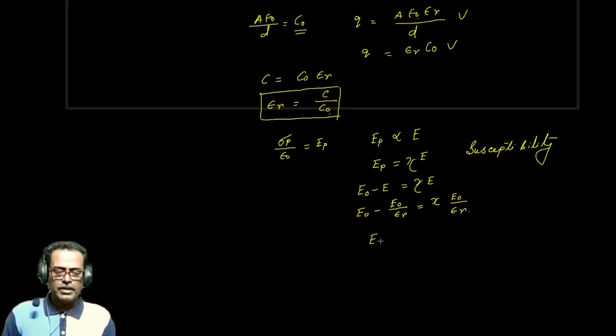Therefore E0 will be cancelled, then we will get 1 minus 1 by epsilon r is equal to chi by epsilon r. So 1 is equal to chi by epsilon r plus 1 by epsilon r. So epsilon r is equal to 1 plus chi. This is very important. Now the force between two plates.